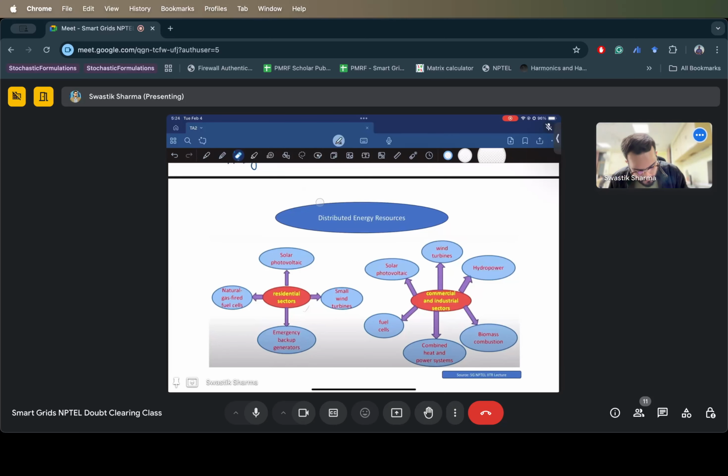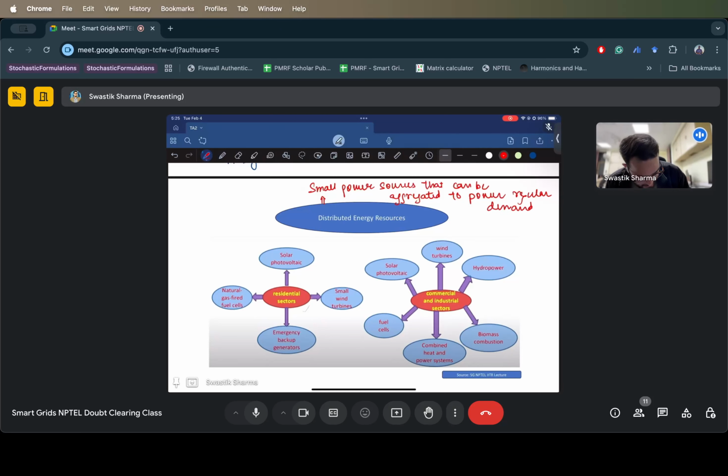I'll use red pen. Someone asked me to use red pen. So, small power sources can be aggregated to power regular demand.